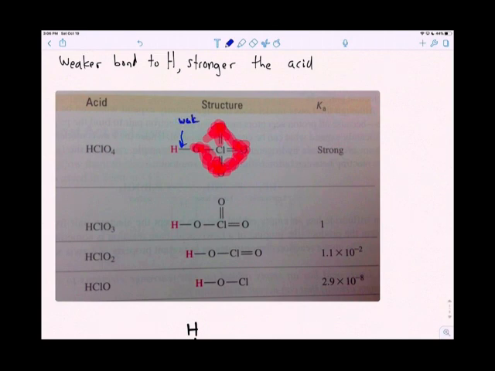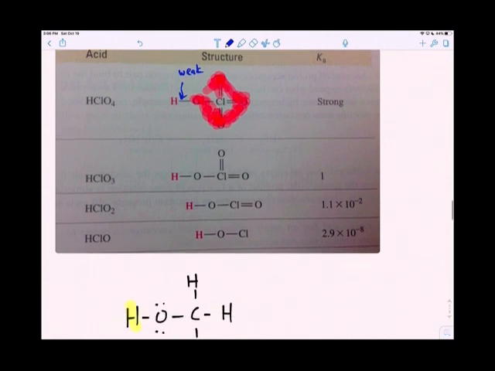That weak bond is easy to break. If it's easy to break, then it's easy to ionize, which makes it a strong acid. So the weaker that oxygen-hydrogen bond, the stronger the acid. In general, the weaker the bond to the hydrogen, the stronger the acid. So that's where it comes from.